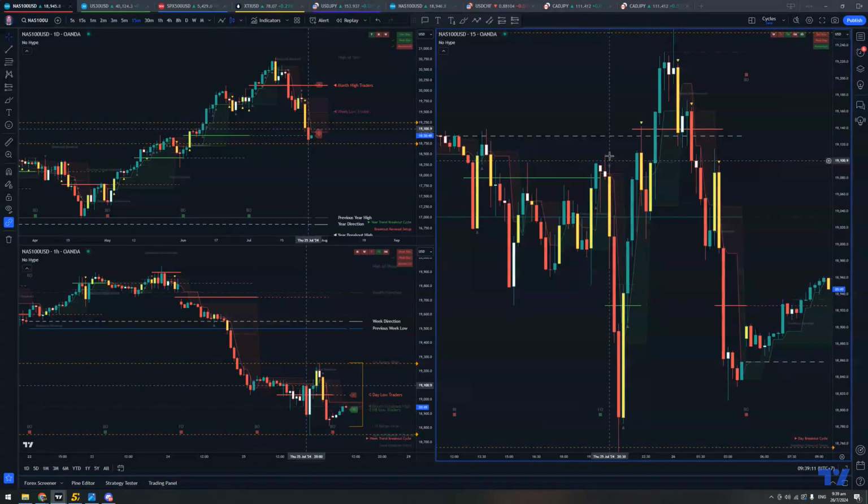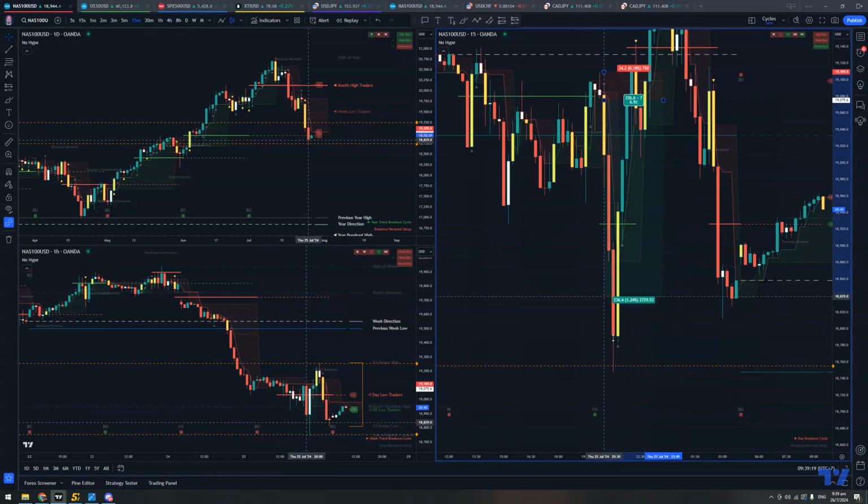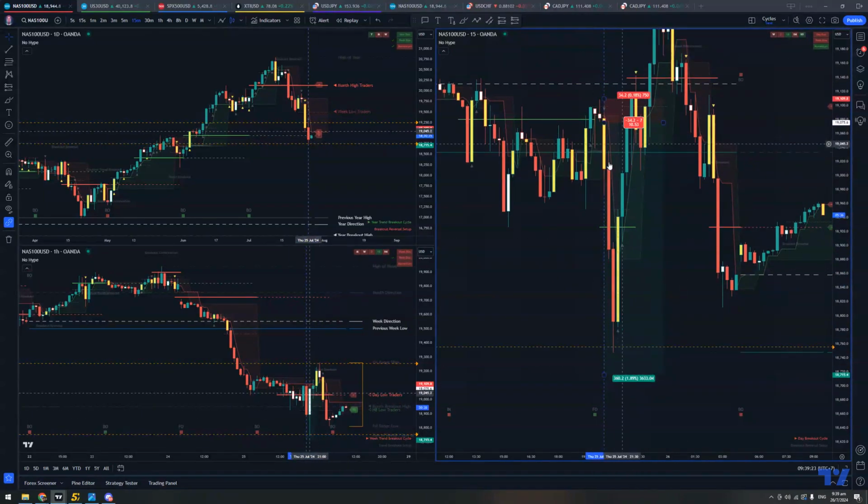Right before that, there was a fake out bar, and I entered straight off that fake out bar on the M15. Didn't have a target. I just wanted to see how far it would go, but I did take partials at the low of the day.